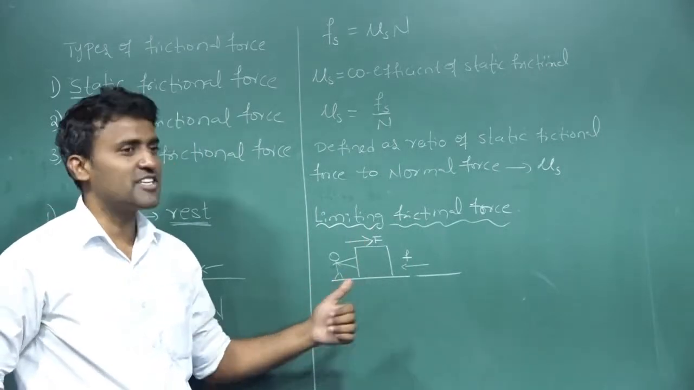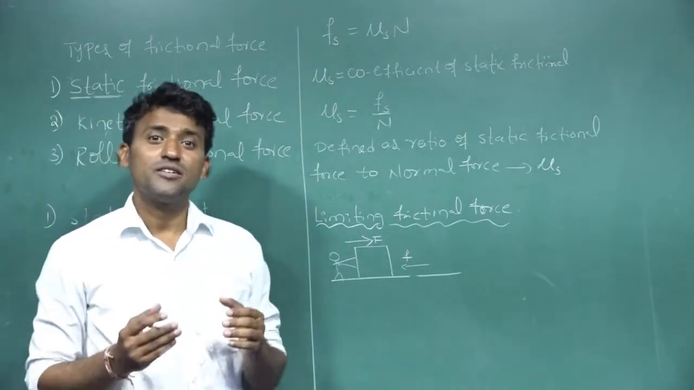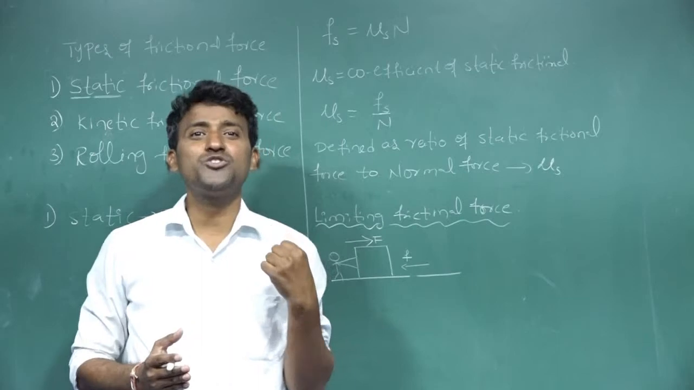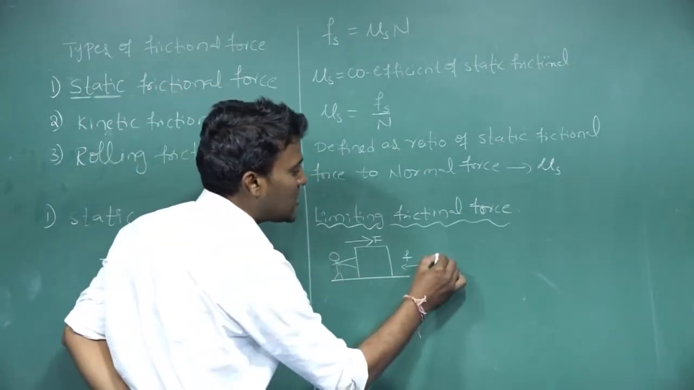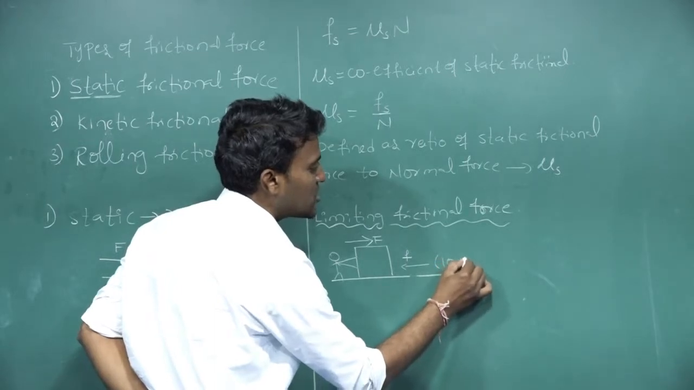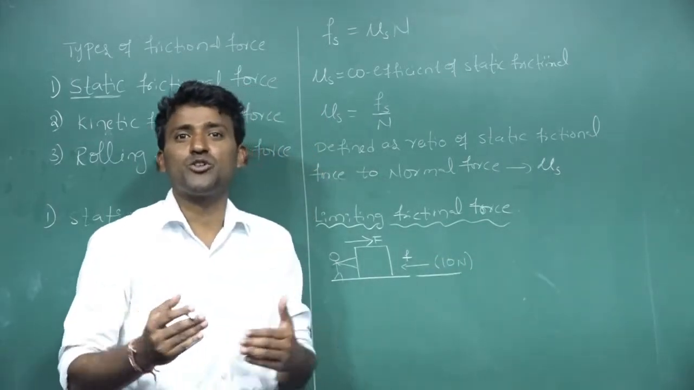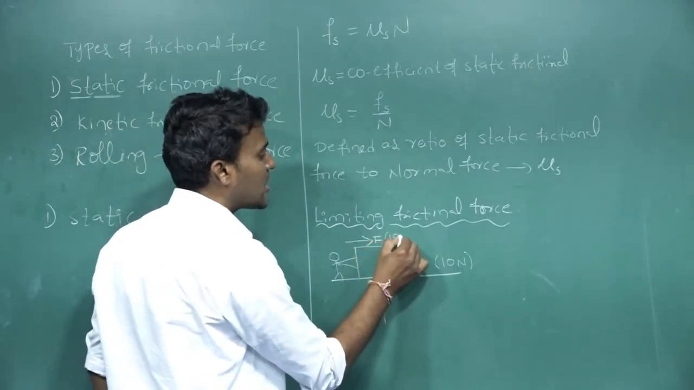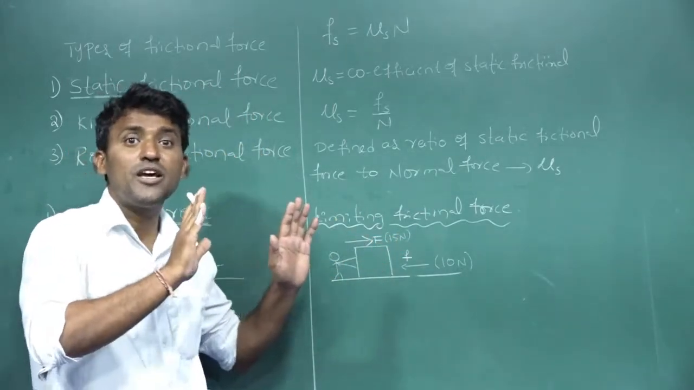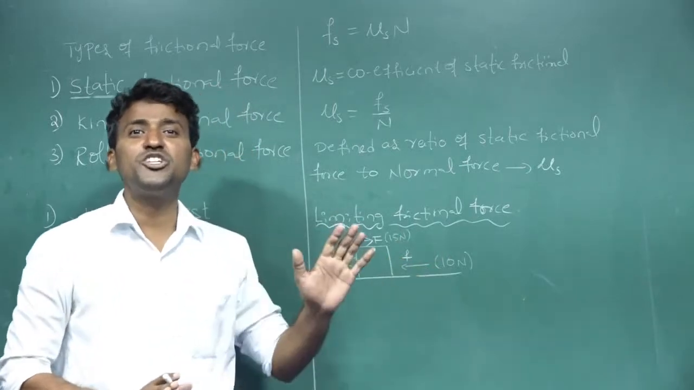Now the object is at rest. See here, the frictional force has some capacity. Here the frictional force has a capacity of only 10 newtons, but the person can apply a force of 15 newtons on this block.